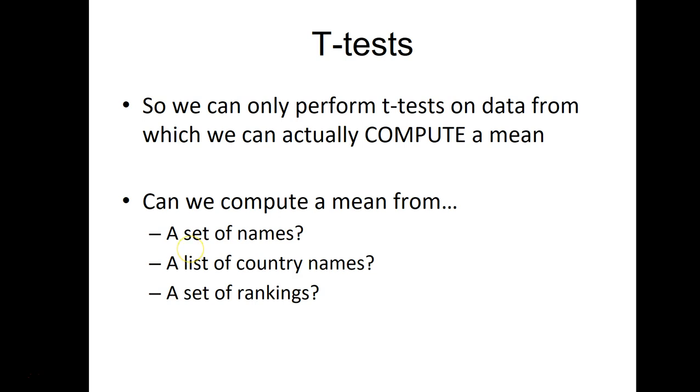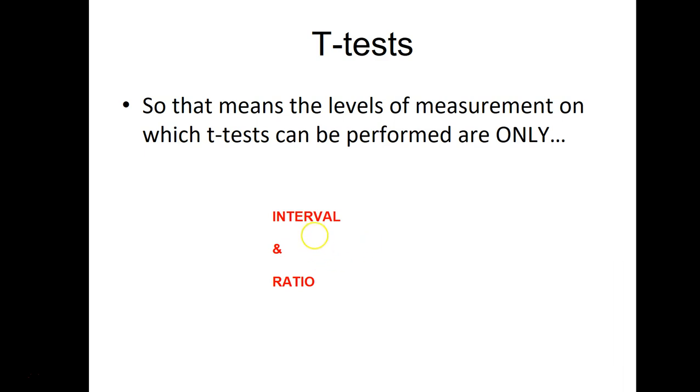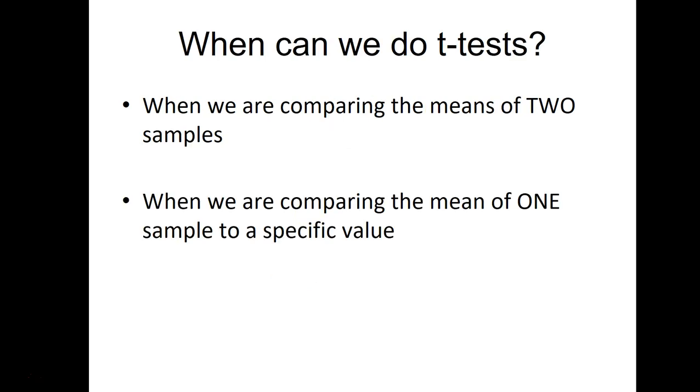You could do it. It doesn't have any meaning because rankings are ordinal data, and you can't compute means of ordinal data. It has no meaning. So you can only perform t-tests on data that is interval or ratio, because only interval or ratio data can you compute means for. When can you do a t-test? Well, as I mentioned, you can do a t-test when you're comparing two samples, like this class versus that class, this drug versus that drug, or when you're comparing the mean of one sample to a specific value, like is the mean IQ of 10-year-old kids 100.